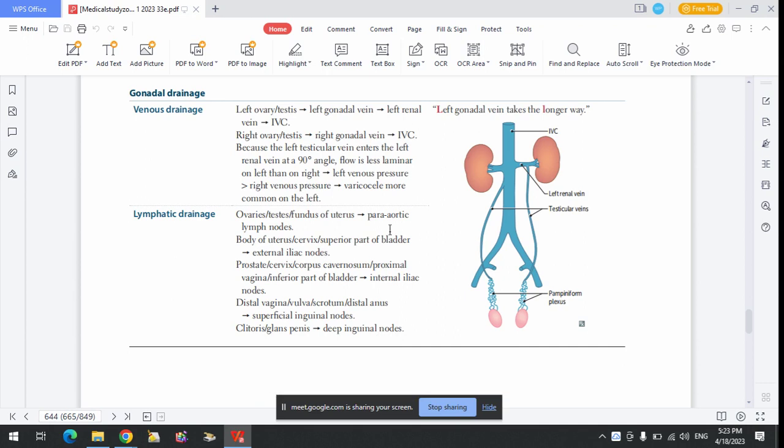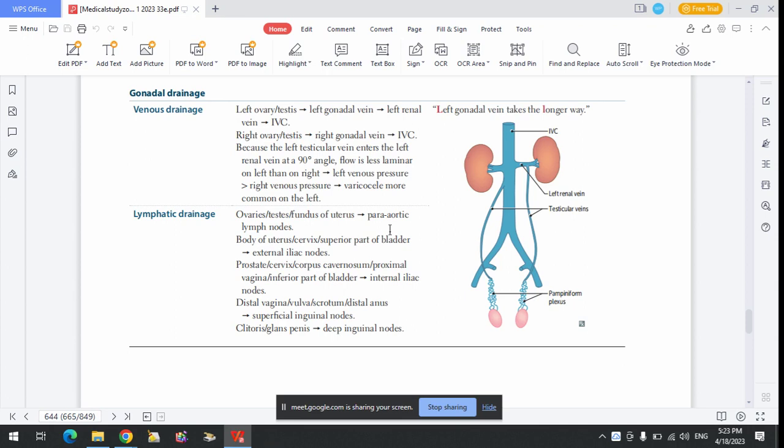Then you go down. After the fundus, what follows? You are looking at the body and the cervix of the uterus. Then you are looking at the superior aspect of the bladder, just in front of it. Superior aspect of the bladder: external iliac. External iliac is the one that follows the para-aortic. The aortic stuff will divide into the common iliac, and the common iliac will now divide into external and internal iliac. So the next thing that follows your aortic is your external iliac.